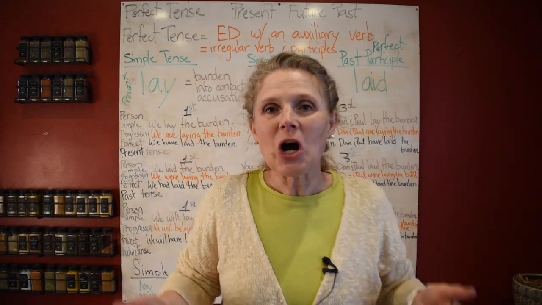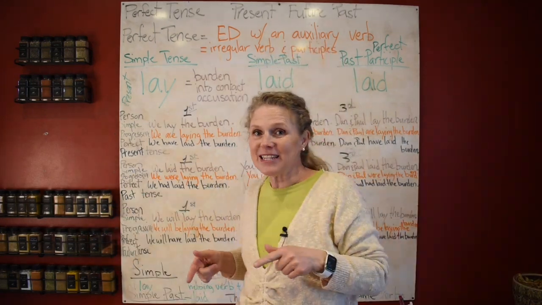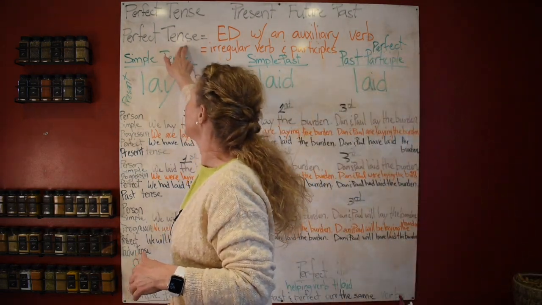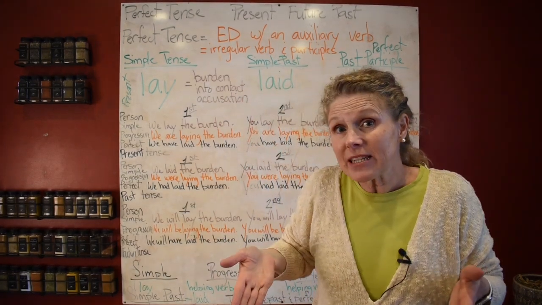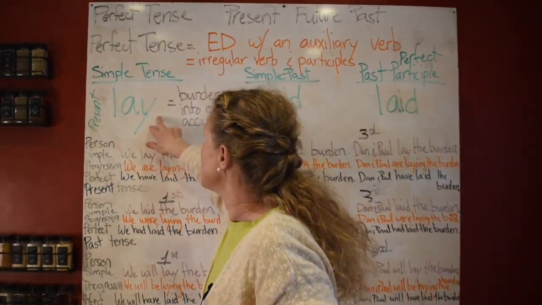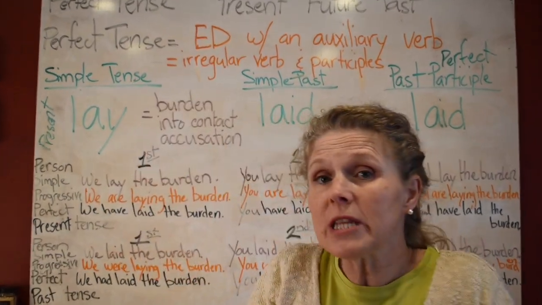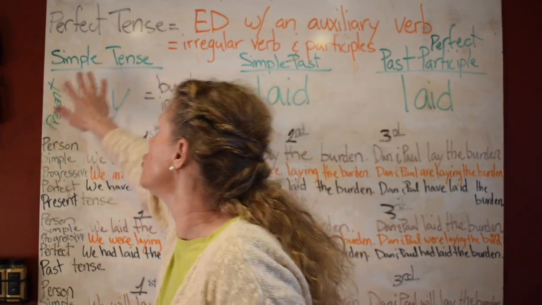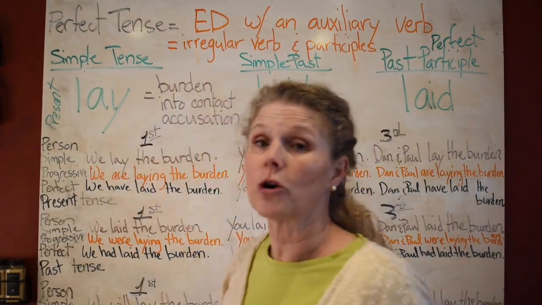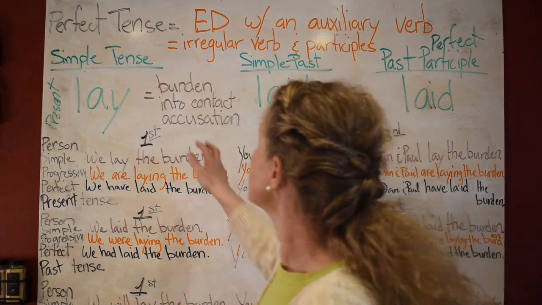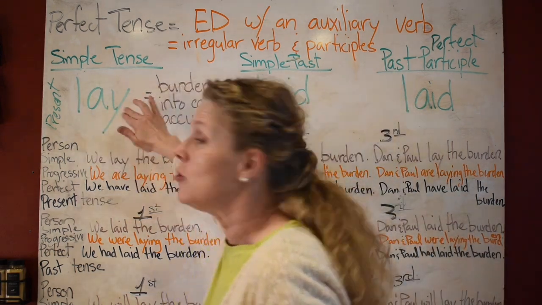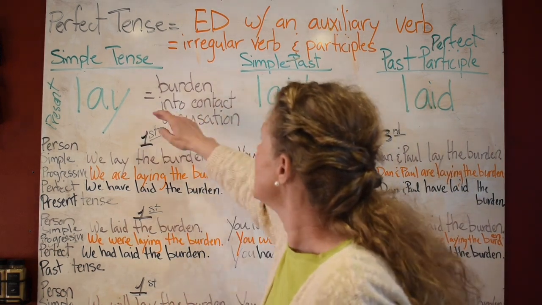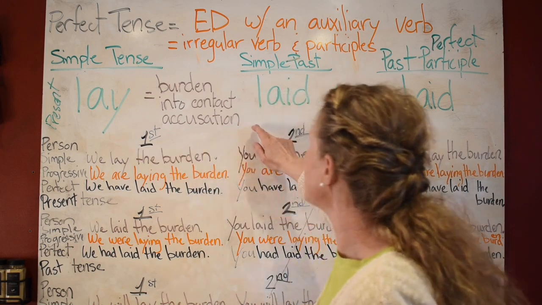We're in part 7 of lesson 92, and we are focusing on the perfect tense. We have selected the word lay. Now, lay, you have to really understand the definition, and we went over that because this is a huge confusable with the word lie. But this lay, you have to understand the definition. It means to put a burden, into contact, an accusation.